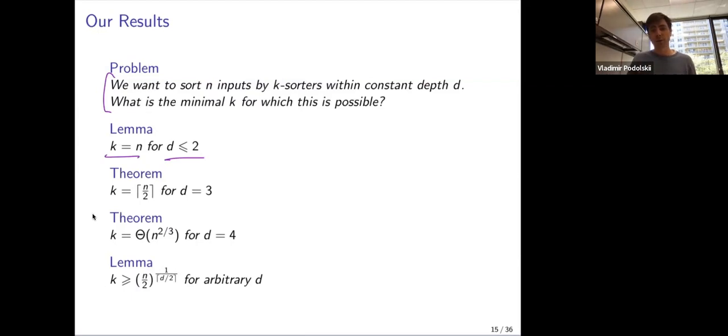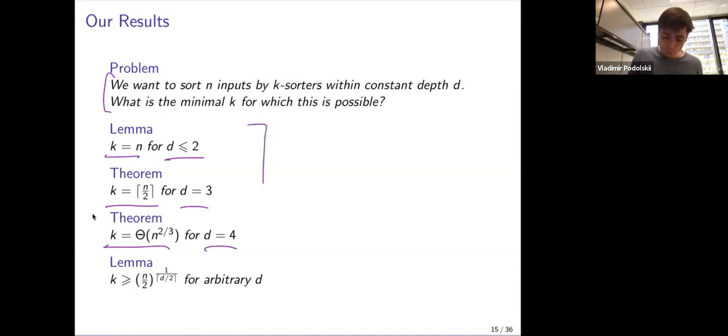For d equal to 1 and 2, you cannot do better. For d equals 3, you can do something non-trivial. You can do roughly k equals n over 2. And this is tight, so you cannot do anything better. So k is still linear. For d equals 4, we can finally get to something sublinear. K must be equal to n to the 2/3 up to a constant.